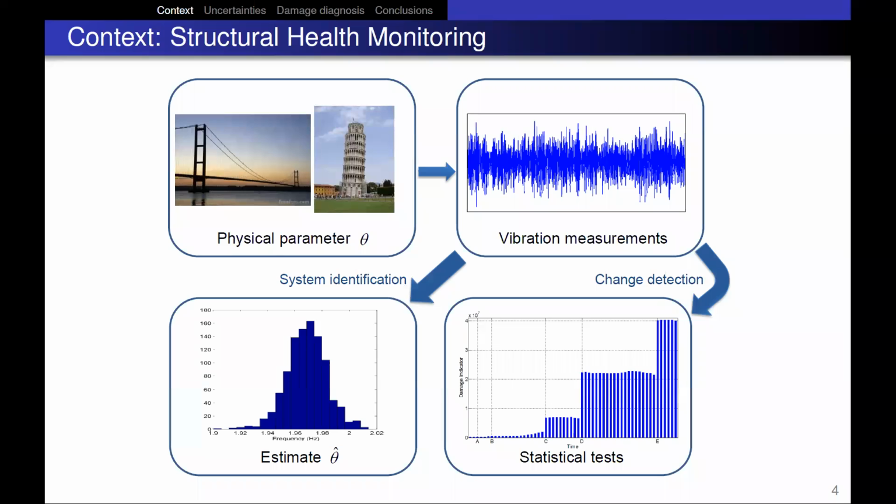So for the general context again, we suppose that we have a structure that has some physical parameterization theta. We collect vibration measurements of the structure, and our 2 main axes of research are one, the system identification, to obtain estimates of the parameters with their statistical distribution properties, and the other research axis is then to detect changes in the properties of the structure, based on our vibration data, by doing statistical tests. So, but without identifying the parameters. So I will talk a bit about both today.